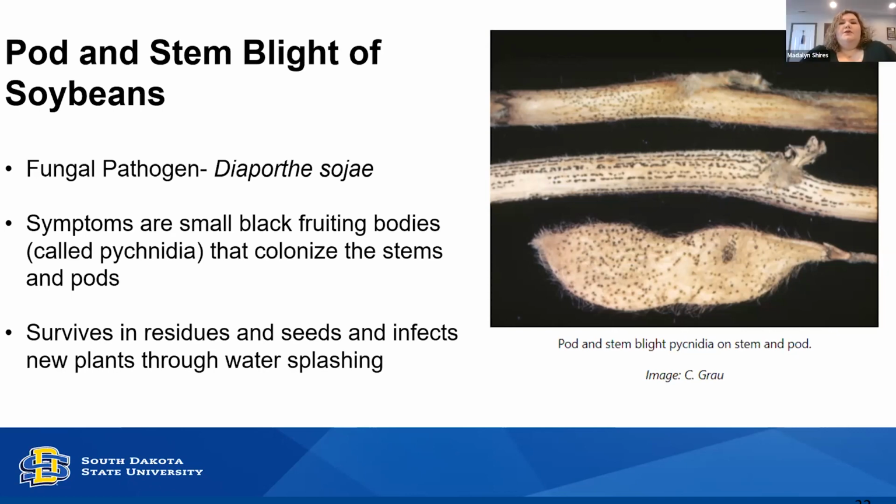Okay, so the next disease is pod and stem blight of soybeans. Again, this is another fungal disease. The symptoms are small black fruiting bodies, which are called pycnidia, that grow on the outside of the stems and the pods. And this picture here I thought was a great example of that because you can see those very clearly. This fungus, like so many others, survives in the residues, and it can also survive on seeds. It is able to infect new plants through water splashing because the fruiting bodies that hold that next generation are on the outside of the infected plant.